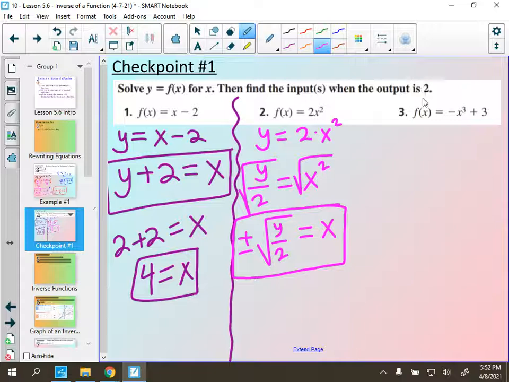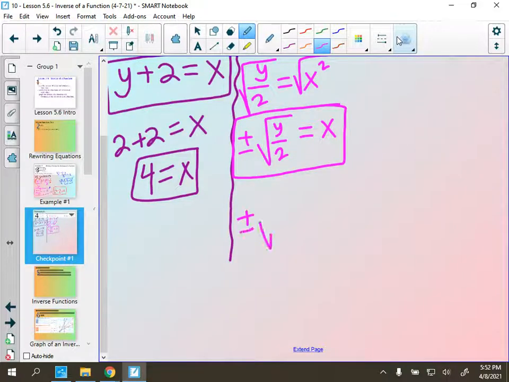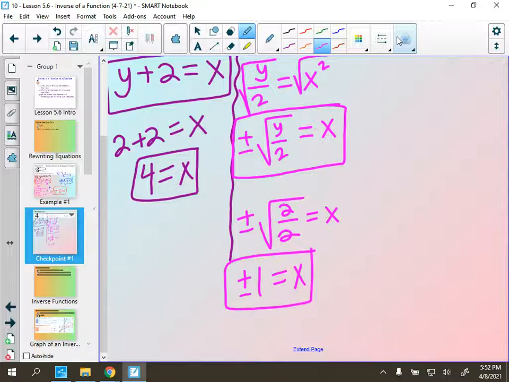Last part on this one, let's plug in our 2 here. So here's where we'll see it. Positive, negative, square root of 2 over 2 is equaling x. So the square root of 1 is 1. So positive, negative 1 equals x. That's why there was that little parenthesis s on the directions, right? Outputs, potentially. Positive 1 and negative 1 equals x.